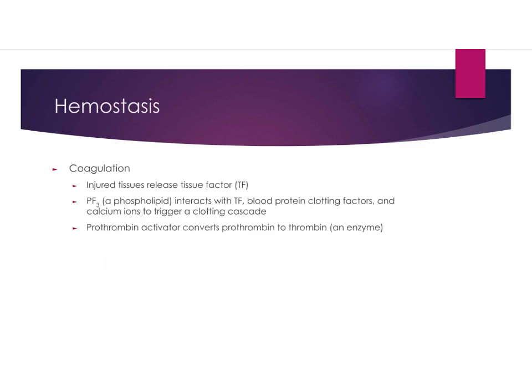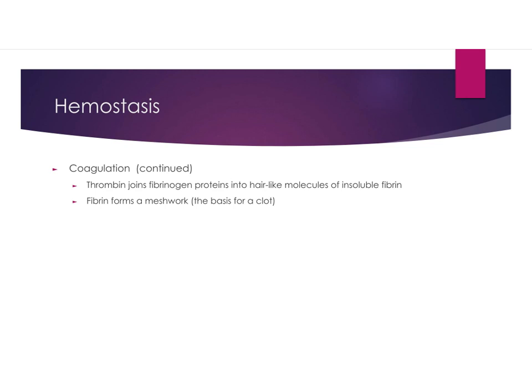The next step is a process called coagulation. This is when injured tissues release something called tissue factor. Then PF3, a phospholipid, interacts with tissue factor, blood protein clotting factors, and calcium ions to trigger what's called a clotting cascade. Prothrombin activator converts prothrombin to thrombin, which is an enzyme, and that's going to be important. The thrombin joins fibrinogen proteins, and they form hair-like molecules of an insoluble structural protein called fibrin.